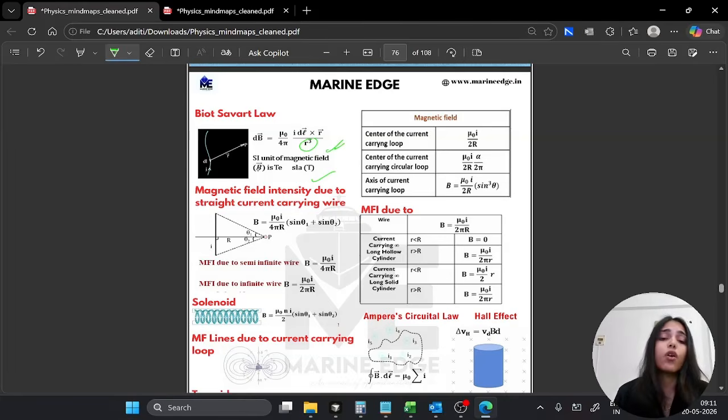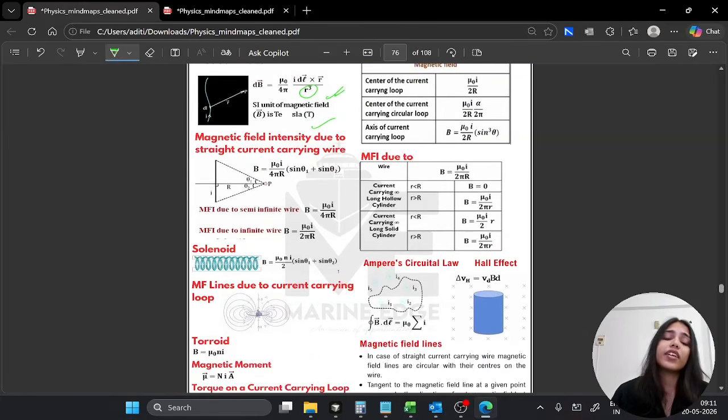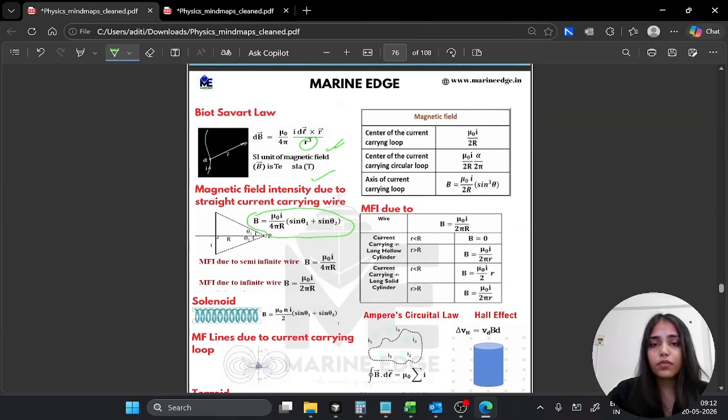Okay. Now, magnetic field intensity due to a straight current carrying wire, the similar formula that you have seen in electrostatics as well, mu naught I upon 4 pi r (sine theta plus cos theta). Now, at the center of a current carrying loop, that is mu naught I upon 2r. Center of a current carrying circular loop, mu naught I alpha into 2r upon 2 pi. And at the axis of a current carrying loop, at some distance here, this is the formula for it.